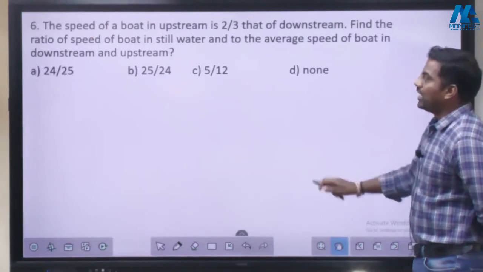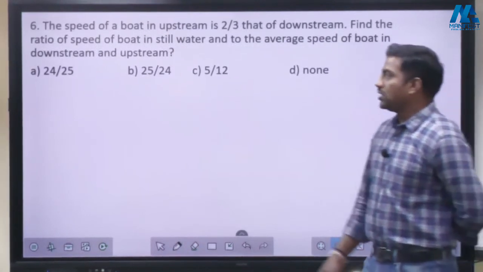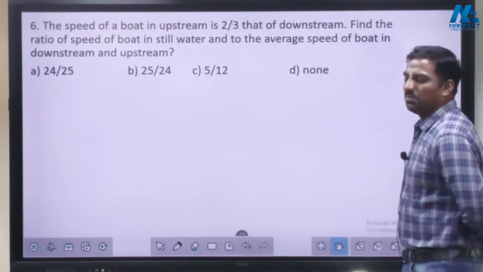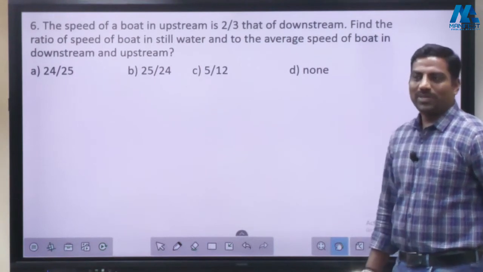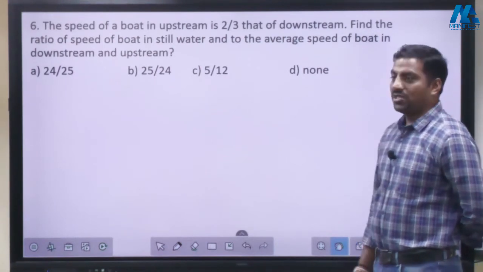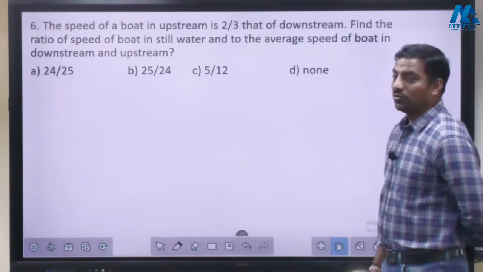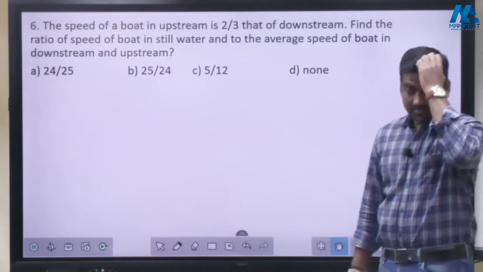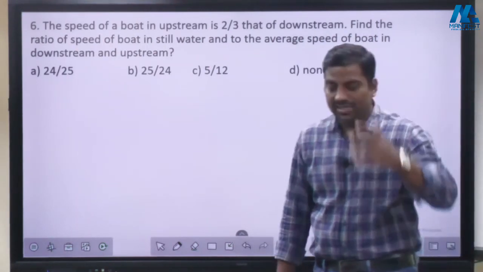The speed of a boat in upstream is 2/3 that of downstream. Simple, no? Speed of the boat in upstream is 2/3 of the downstream. Write the equation. Let me see. In terms of B and S, write the equation.